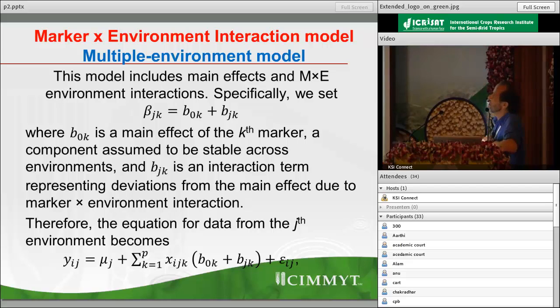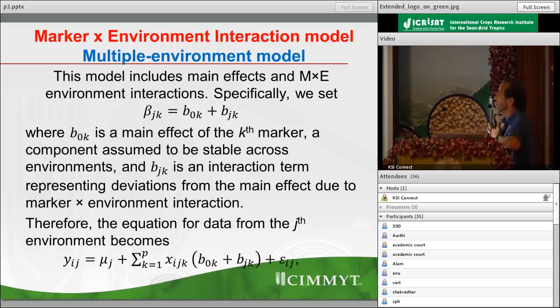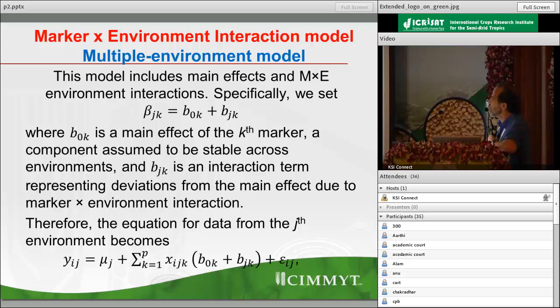The model that we have sets the main effect and the marker by environment interaction. We have the main effect of the markers across all the sites, and then we have the effect of the marker in each specific site, which is basically the interaction, because the deviation from this is the marker by environment interaction. So we replace the single effect model by this model with the main effect of the markers across all sites and the effect of the markers in one of the sites.